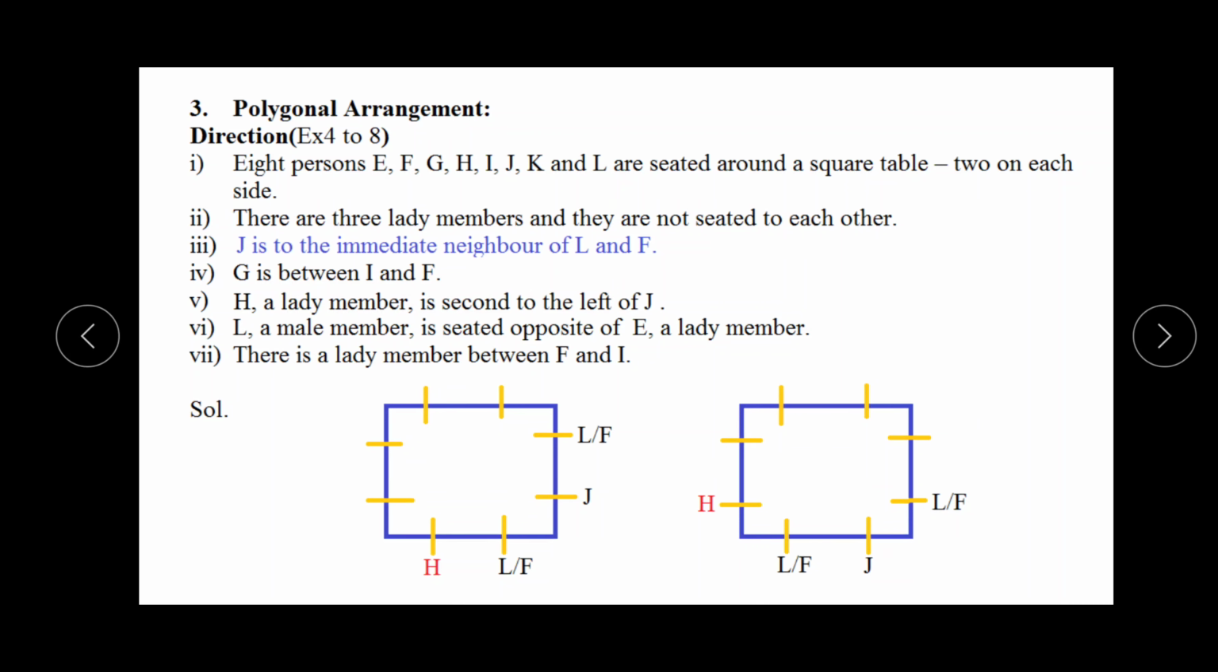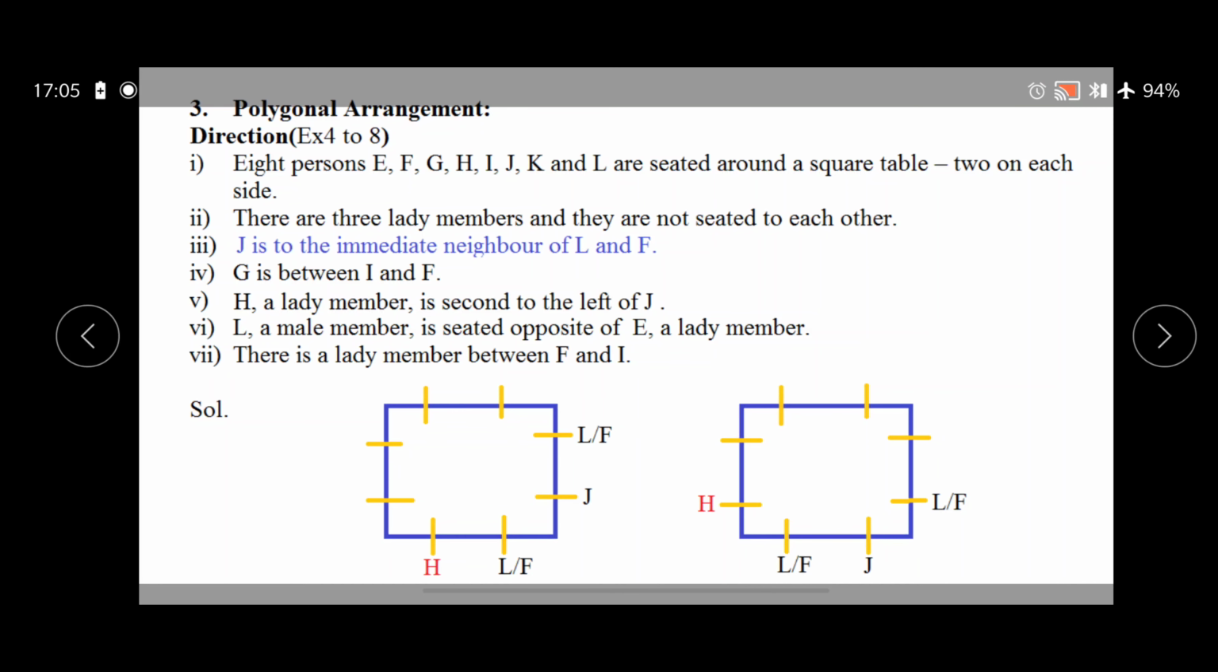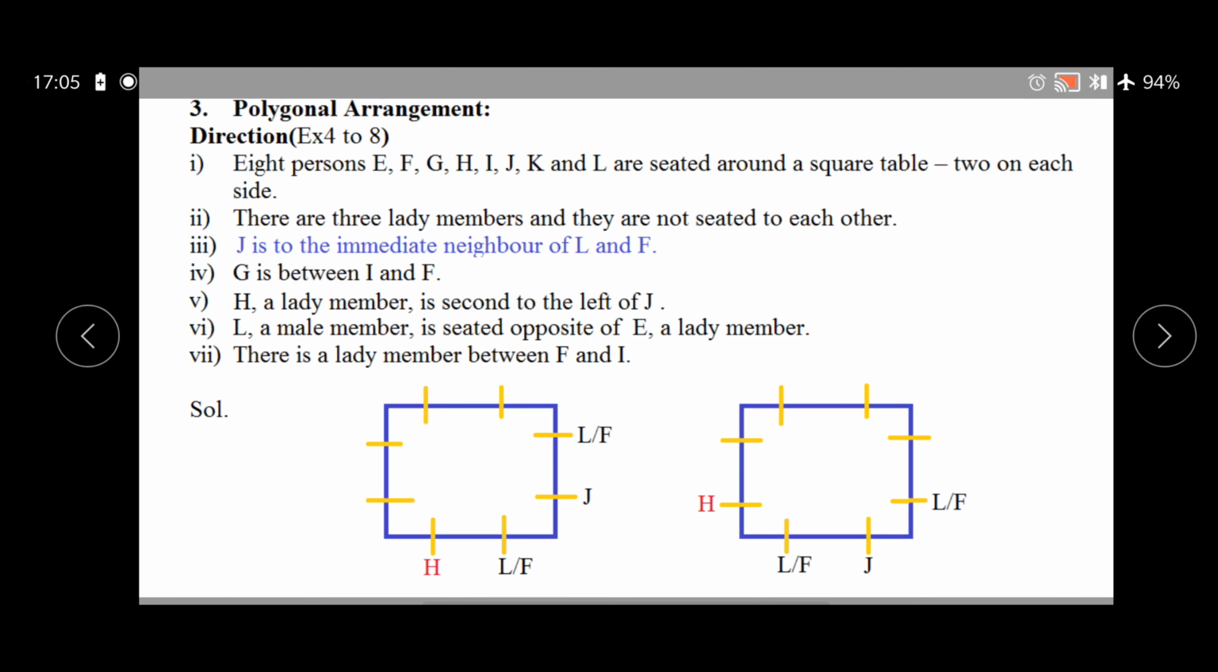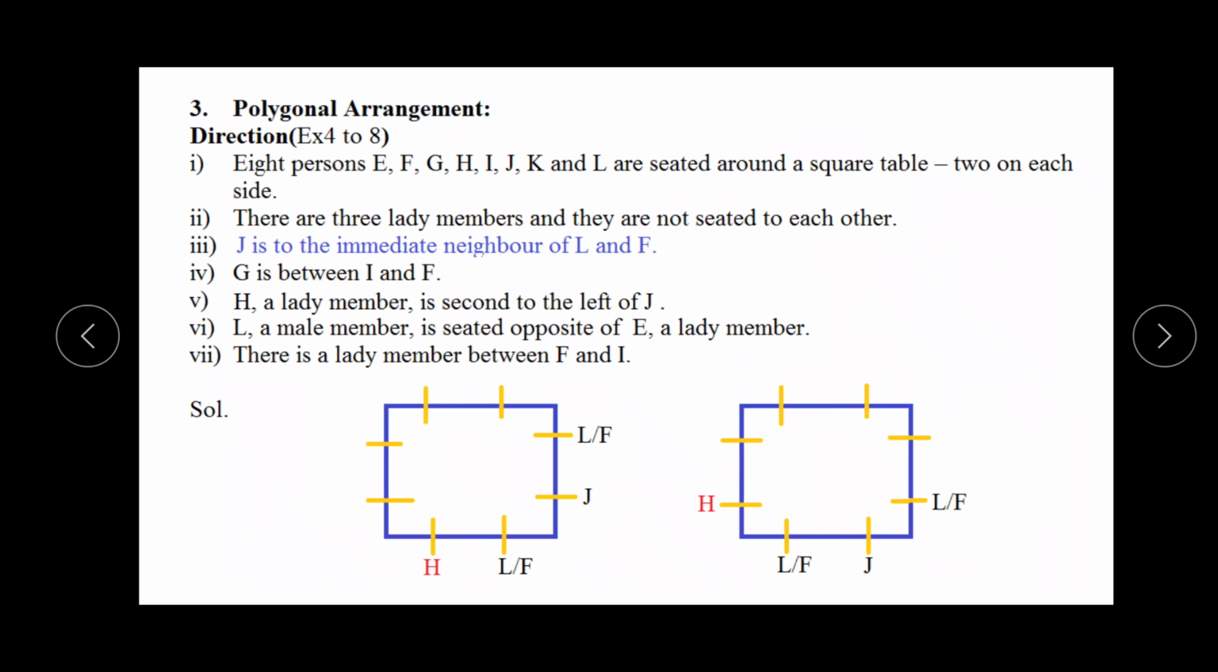For the next, we will take J, the immediate neighbor of L and F. It means if J is the neighbor of L and F, then L can be at this place. If L is here, then F will be here. If F is here, then L will be here. So these are the possibilities for L and F. We will take both the possibilities of L and F in both the diagrams.